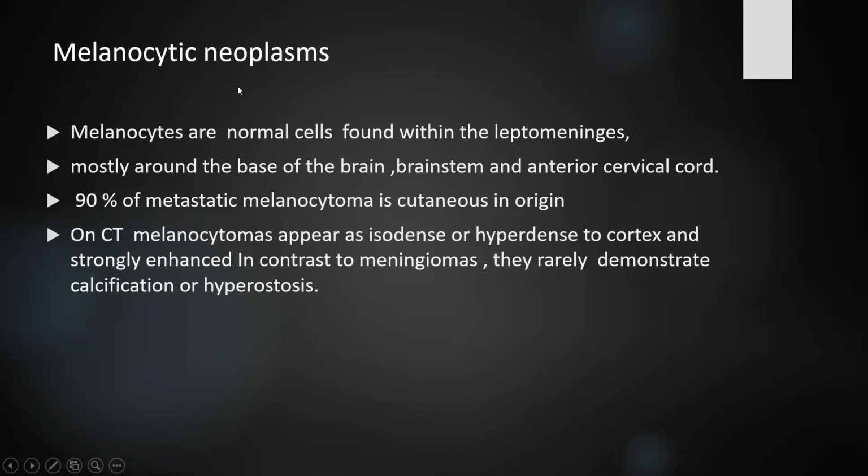Melanocytic neoplasm or melanocytoma. Melanocytes are normal cells found within the leptomeninges, mostly around the base of the brain stem and the anterior cervical cord. 90% of metastatic melanocytoma is cutaneous in origin. On CT, melanocytoma appears as isodense or hyperdense to cortex and strongly enhanced in contrast to meningiomas. They rarely demonstrate calcification or hyperostosis.